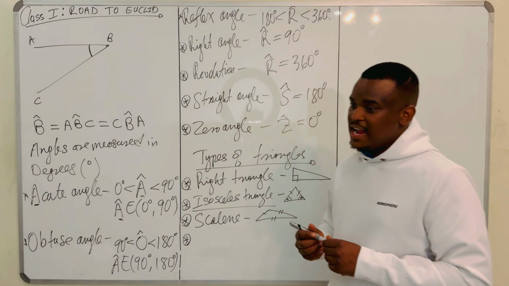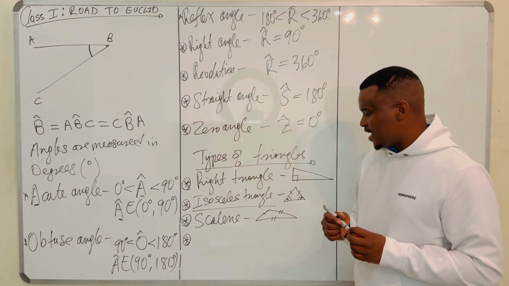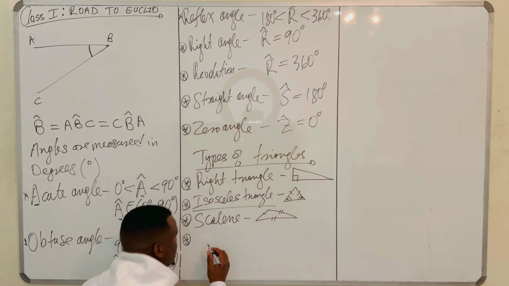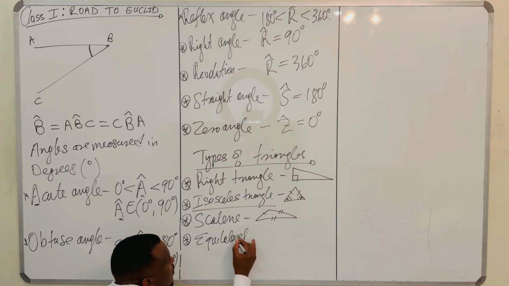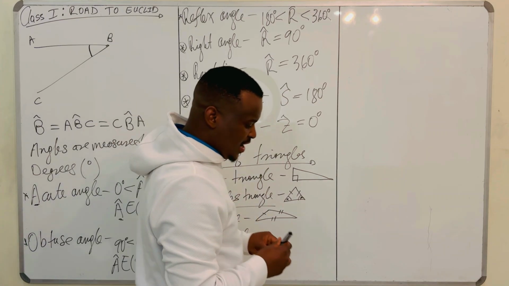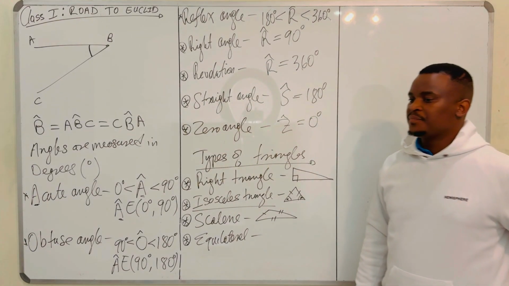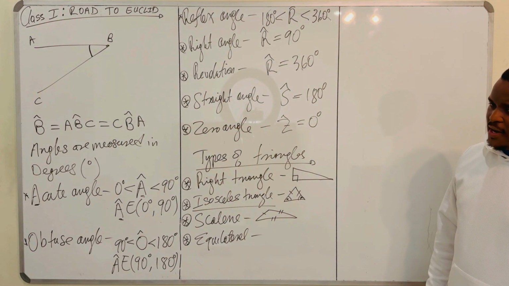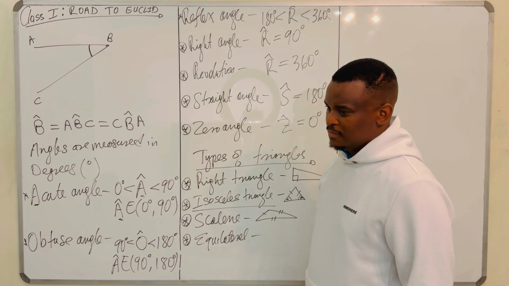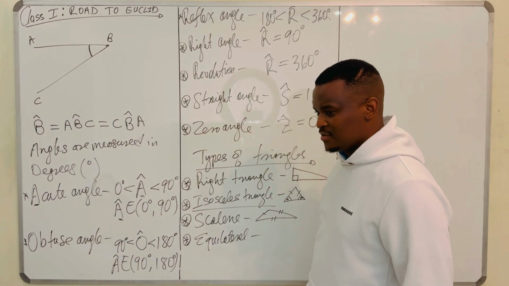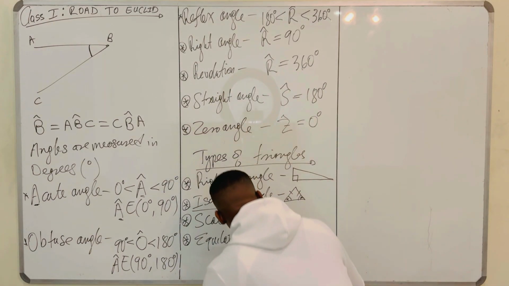Equilateral triangle. So how do we define this one? All sides are equal, and the angles? All angles are equal as well. What are they equal to? 180, each one of them? What is it? It's 60. Each one of them is 60.